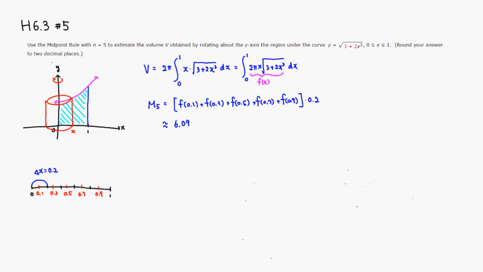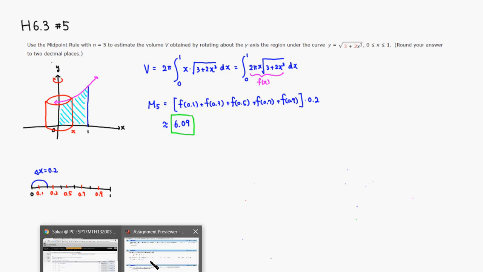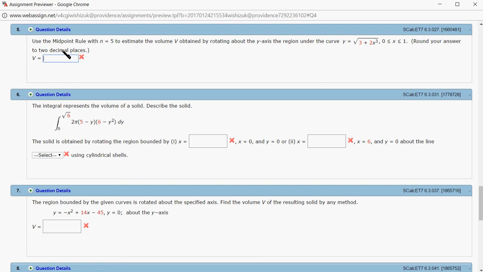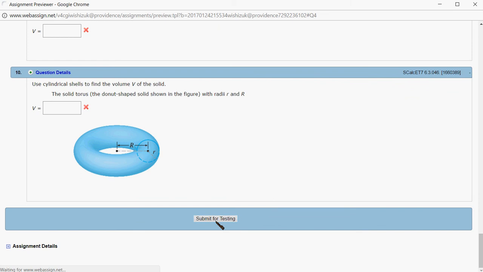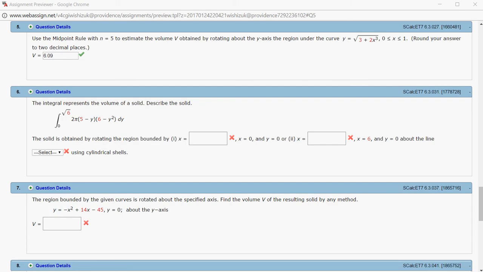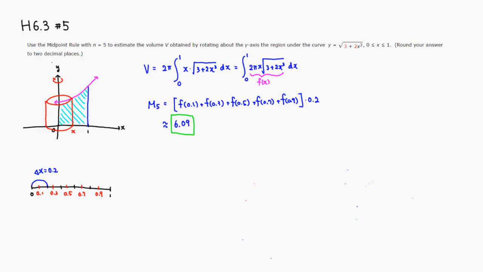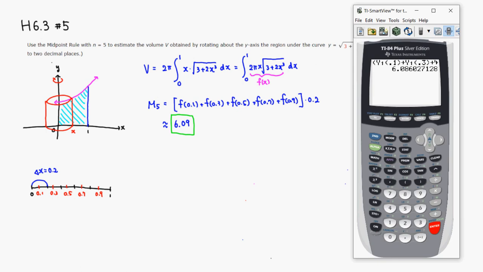So let's type it in to double check. We'll go to here, and what we got was 6.09. Let's submit for testing. It came back and looks like we got this one correctly. That's it. I hope that this was clear.